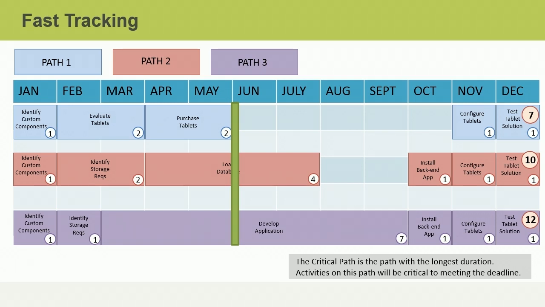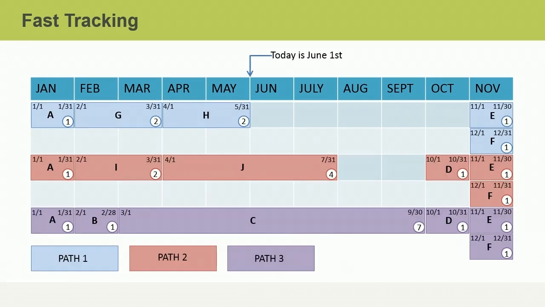Can you determine how we might use fast tracking to compress our schedule? Feel free to pause the video at any time and resume when you're ready. There are a few options here. One of them is to perform activities E and F in parallel or at the same time instead of in sequence as they were originally planned. By performing these activities together, you can compress the schedule by 1 month and finish the project by the end of November as instructed by your sponsor.